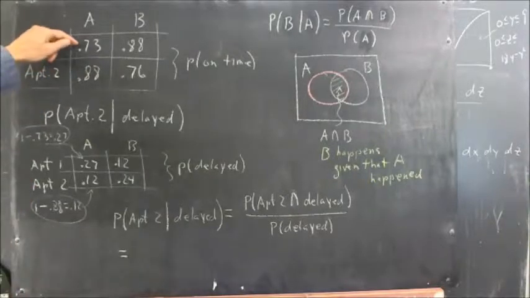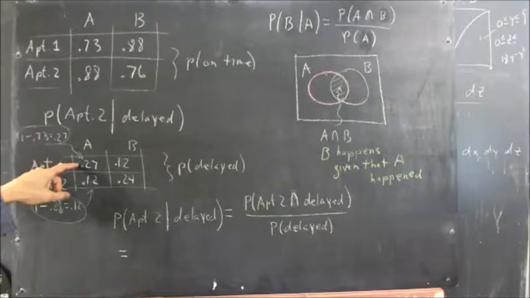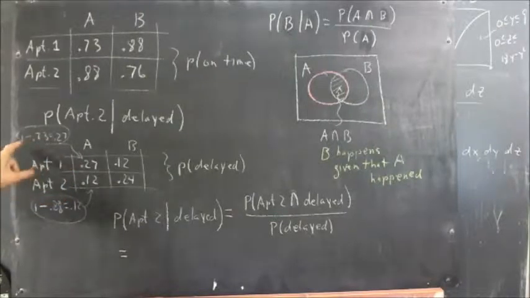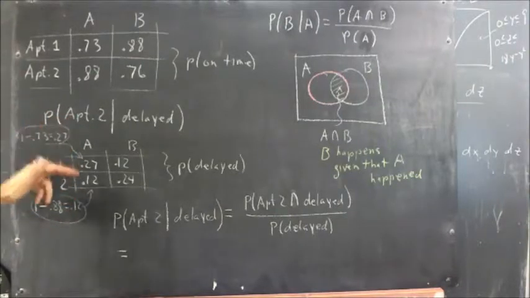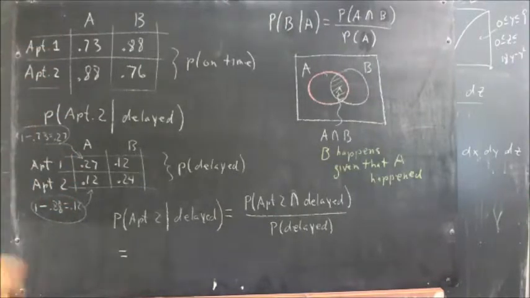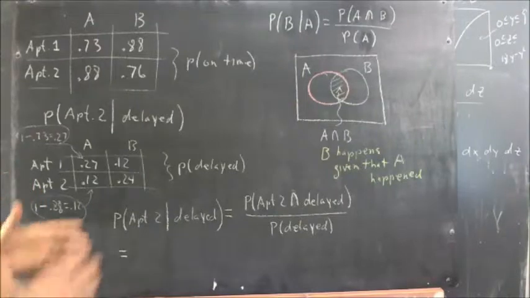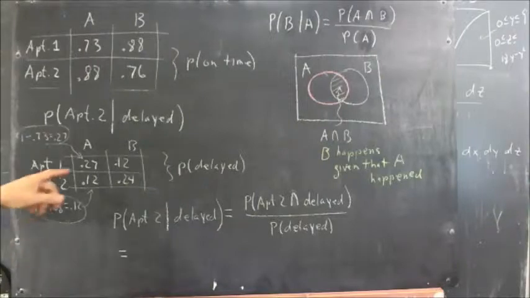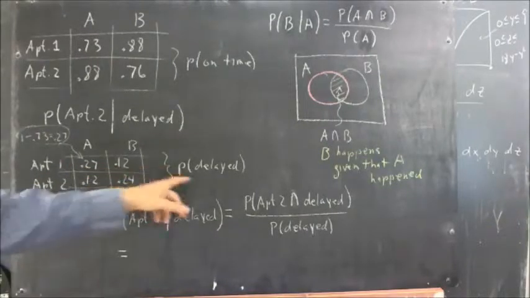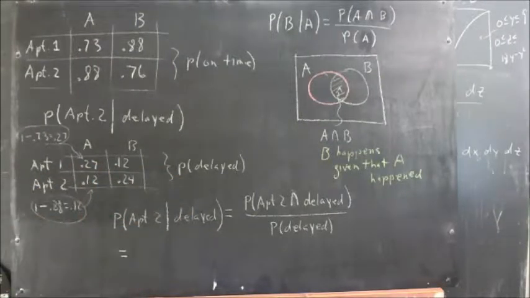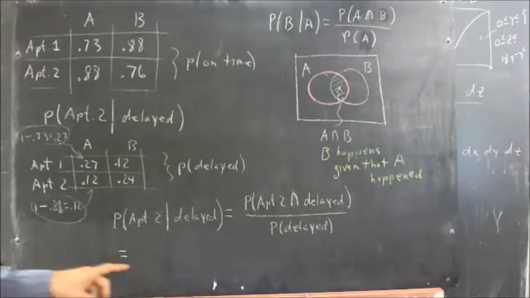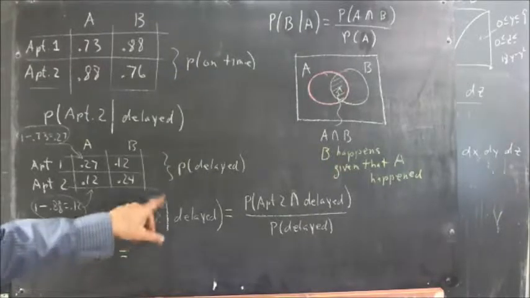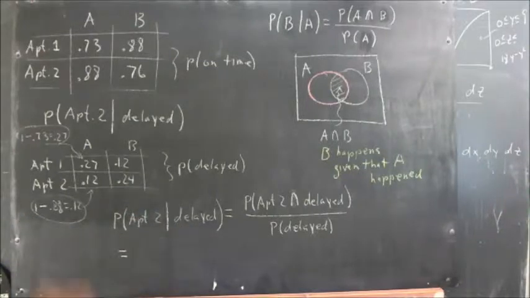If the probability of a flight being on time is 0.73, then the probability it's delayed is 0.27, 1 minus 0.73, because the probabilities of being delayed or being on time have to add up. The probability of being delayed and the probability of being on time have to add up to 1. Okay, and we do similarly here, so now we have the probability of flights being delayed. Now we're asked to find the probability that a flight goes from airport 2 given that it's delayed.